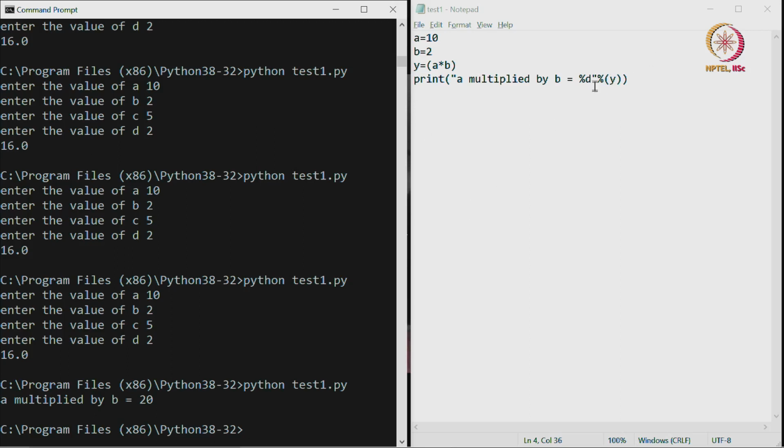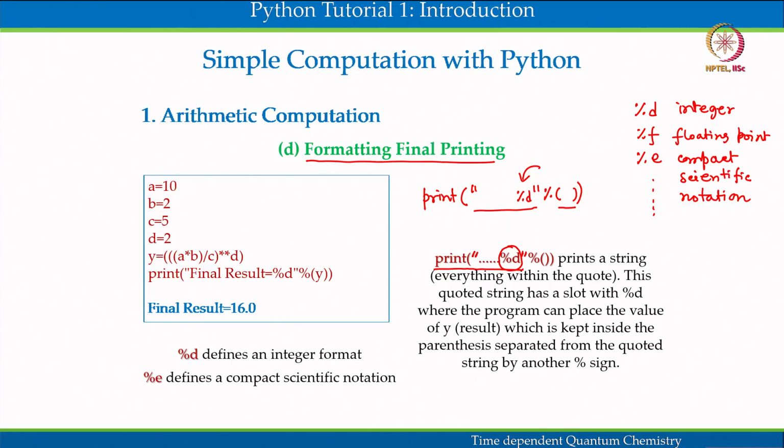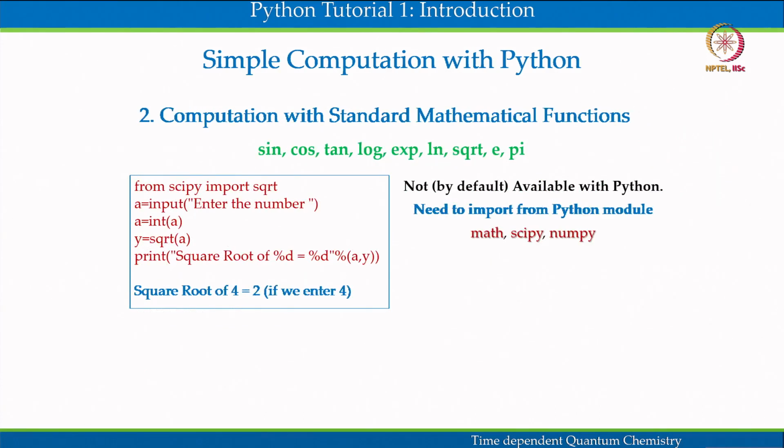This slot has been filled by the value of y, and these two sections, this quoted string and the value of y, should be separated by one % sign. We have pretty much understood the simple arithmetic computation. We will move on to the computation with standard mathematical functions.